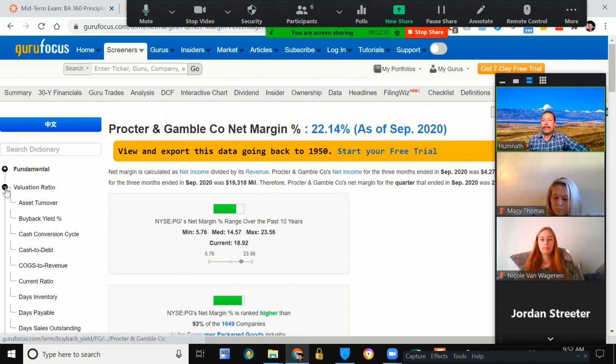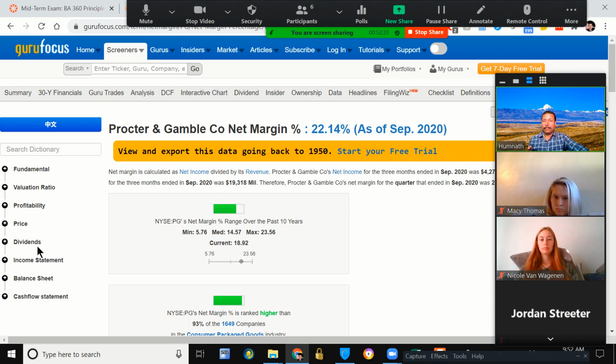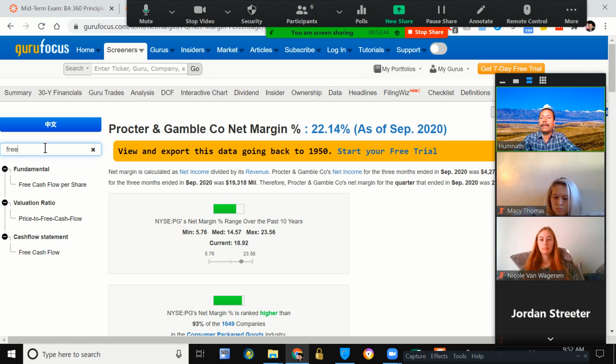I mean, you can directly come to these things right here: fundamental, valuation, profitability, price. So you can come here, but if not, you can type right here free cash flow. I was looking at free cash flow per share, right? So, or free cash flow. This is actually a very good website for you to learn calculating all these things about your real company. This website actually explains it to you very well.